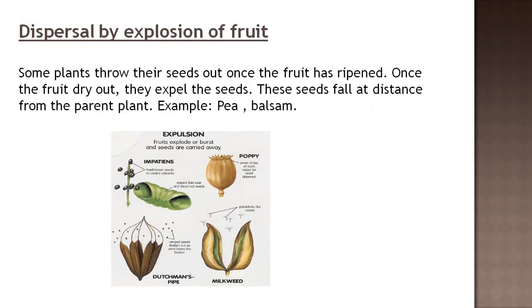Now the third method is dispersal by explosion of fruits. There are some plants which throw out their seeds once the fruit is ripened. Once the fruit is mature, the fruit dries and automatically bursts and expels the seeds. Means it just opens and with force sends the seeds to far off places. These seeds fall at distant places from the parent plant and will germinate. The examples of seeds which are dispersed by explosion of fruits are pea and balsam.